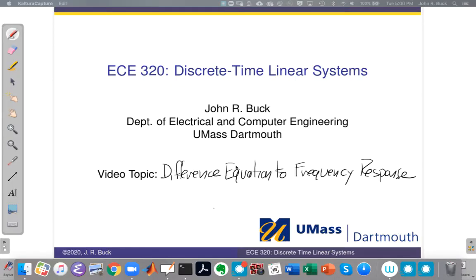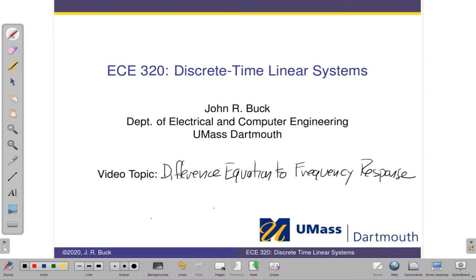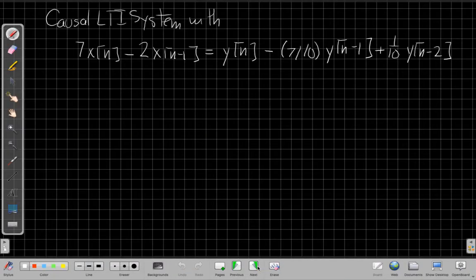So again, our topic is converting from a difference equation to a frequency response using our newly found mastery of the Fourier transform properties. Just to motivate you, I'm going to show you the example first, talk about the general case, and then we'll come back to the example here. Imagine I had a problem that said, suppose I have a causal LTI system where 7x of n minus 2x of n minus 1 is equal to y of n minus 7/10 y of n minus 1 plus 1/10 y of n minus 2.